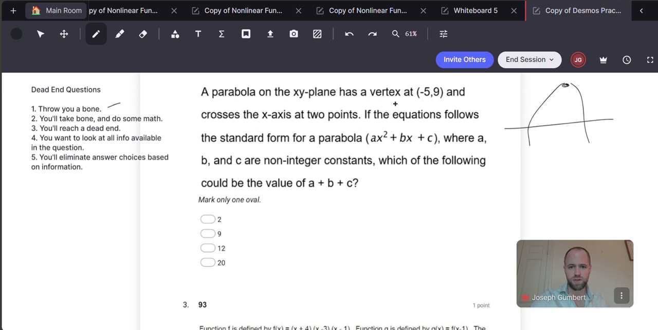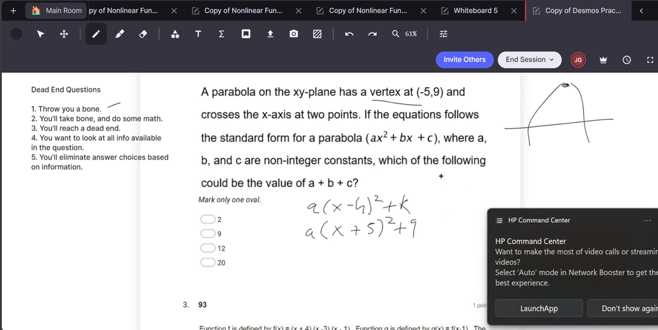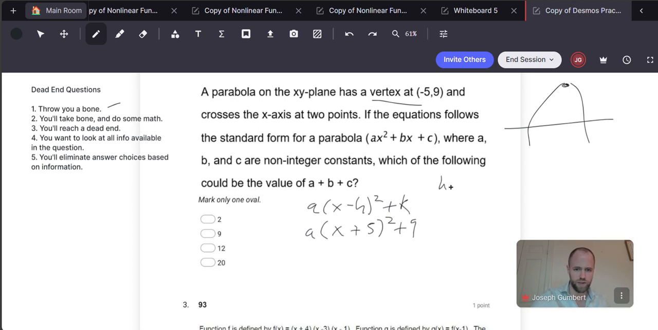The bone they throw you here is that they gave you the vertex, so we can use vertex form, which is a times (x minus h) squared plus k. In this case, it's going to be a times (x plus 5) squared plus 9, because the h, k is the xy coordinate of the vertex. From there, we can expand this out. So it's going to be a times (x squared plus 10x plus 25), and then plus 9.